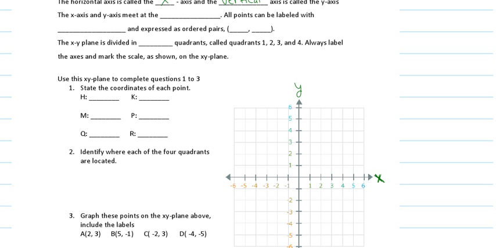So as you can see here, the horizontal axis and the vertical axis meet at one point, right? They meet at this point right here. Do you guys know what we call that point? It's called the origin. Okay, so this is where both the x and the y value are 0. So it's called the origin.